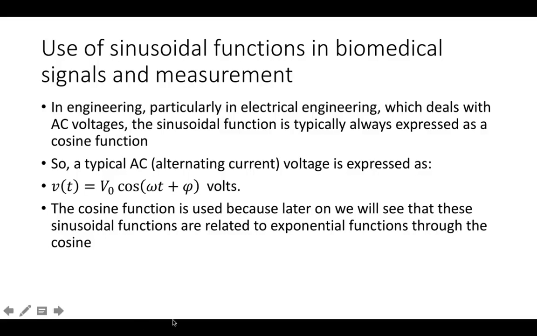So here's a typical AC current. We have some V of t, which is voltage as a function of time. We have V sub 0, which is the magnitude, and then we have the cosine of omega t plus phi, where omega is the frequency in radians per second and phi is the phase shift. And once again, we'll talk about why the cosine function is used. It has to do with Euler's relation.